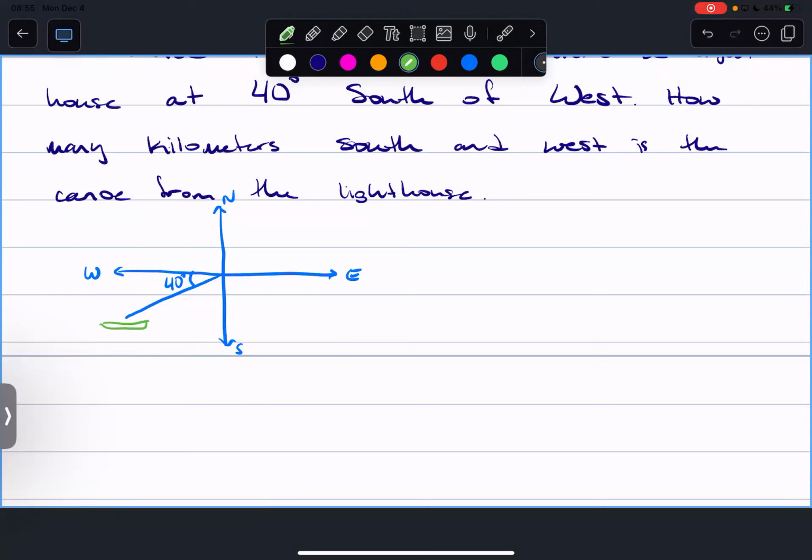You can tell it's a canoe because it's longer. Doesn't look very good. Oh boy, a lighthouse? Ugh. It's a lighthouse.